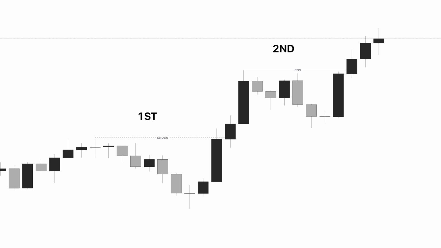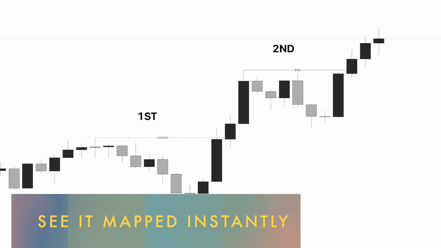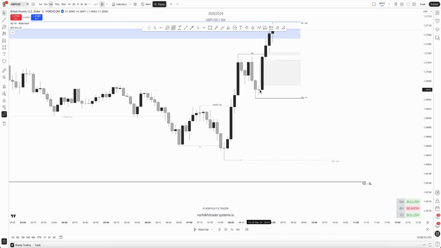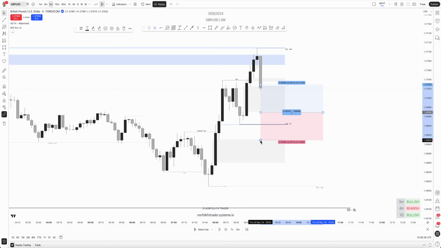Quick note, this exact second break logic can be automated instantly. Stick with me and you'll see it mapped in real time in just a few seconds. Look carefully, the second break locks in the stronger structure. Watch as we map it live and see the perfect entry unfold.